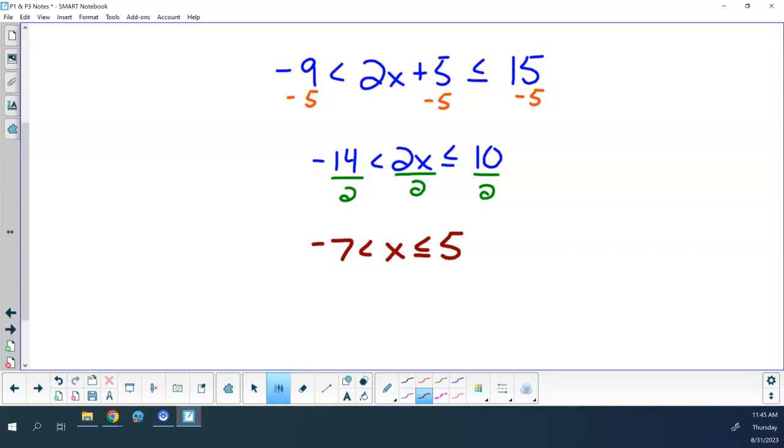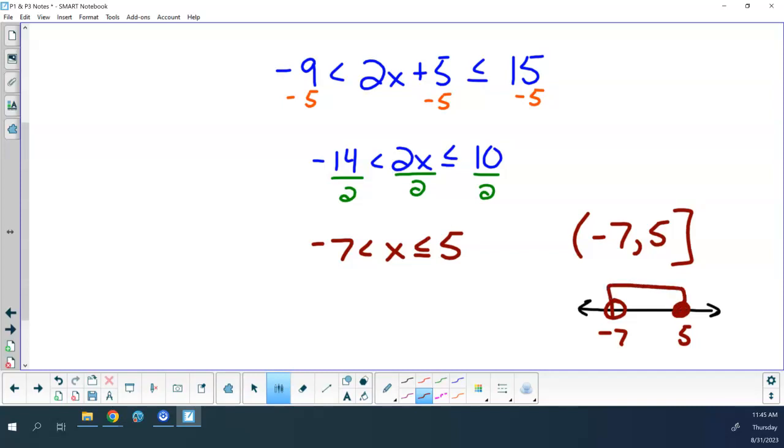The interval answer would be that. The graphical answer would be that.